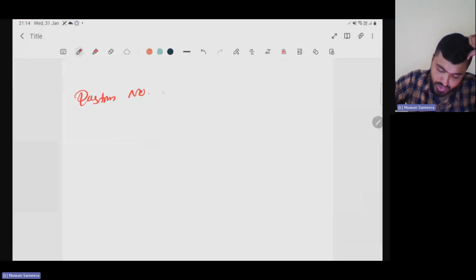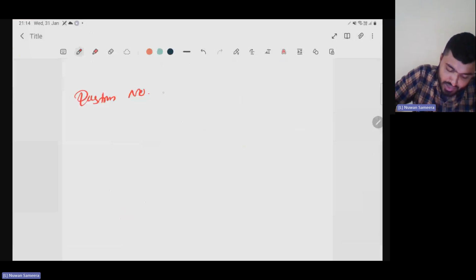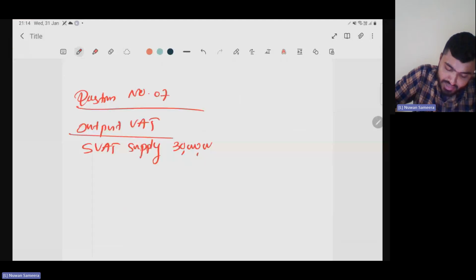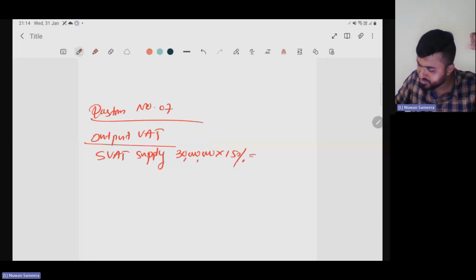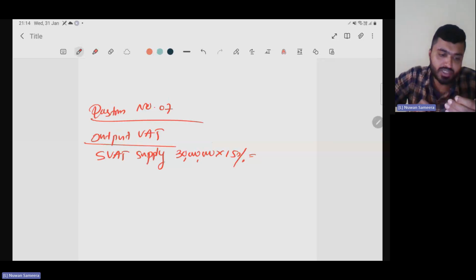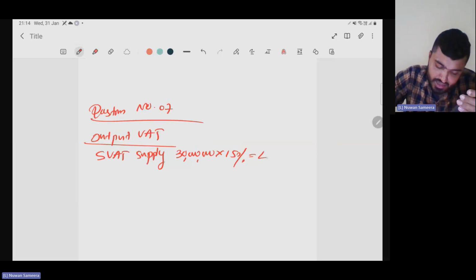I am not going to discuss the theory here, as you are very well aware of the theory. So I will do the calculation here. Simply 15%. So total is how much? 30 million into 15%. So this is nominal. Then you will not receive this 4.5 million rupees in cash.